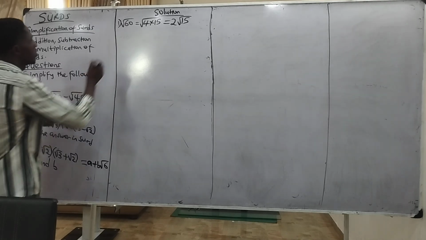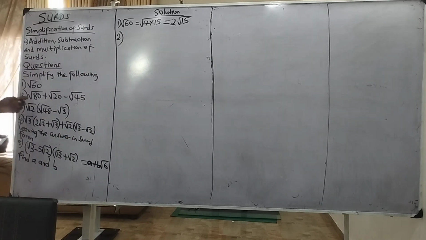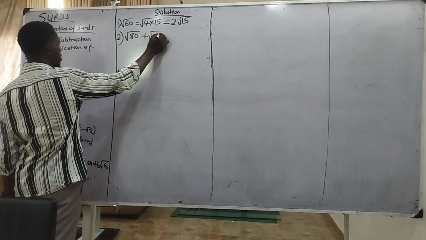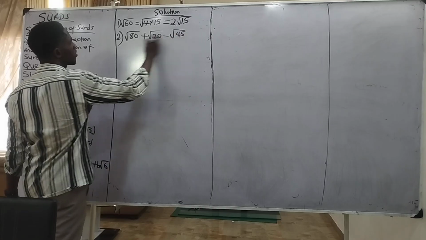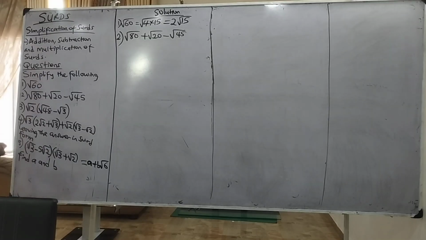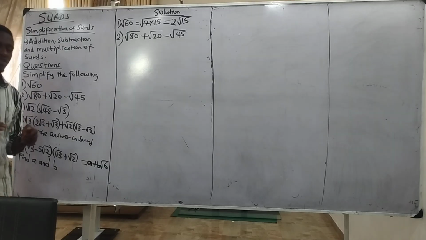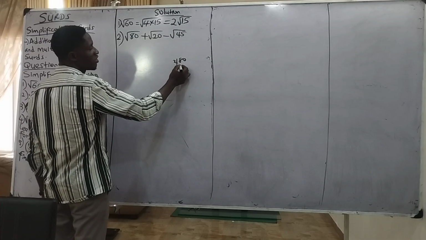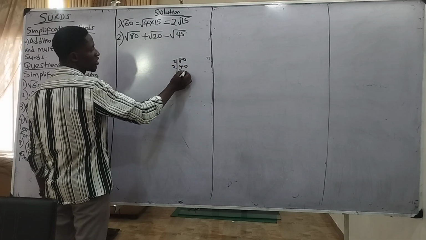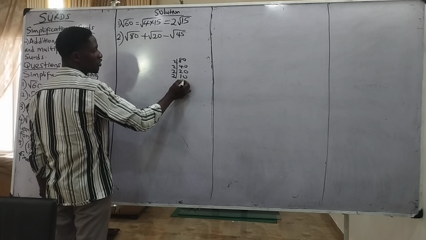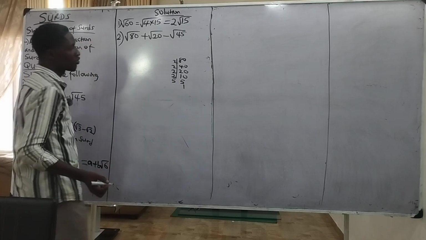Then we have number 2. We have root 80 plus root 20 minus root 45. That is square root. So what do you think is the perfect square in 80? If you don't know how to find the perfect square, let me just use the conventional method. So let us draw 80 here. 2 going into 80 gives 40. 2 going into 40 gives 20. 2 going into 20 gives 10. 2 going into 10 gives 5. 5 going here is 1. So this is how to get it.